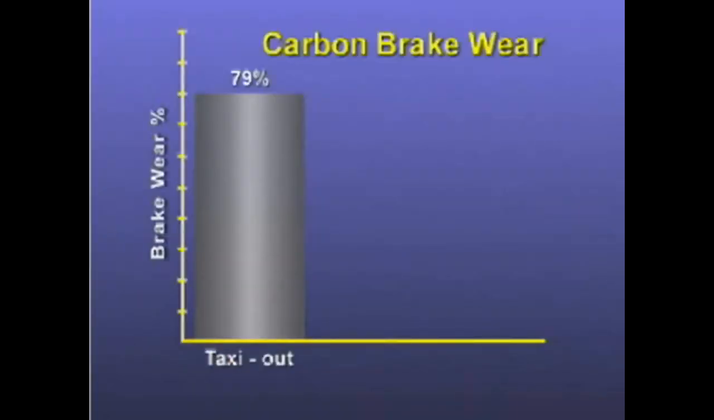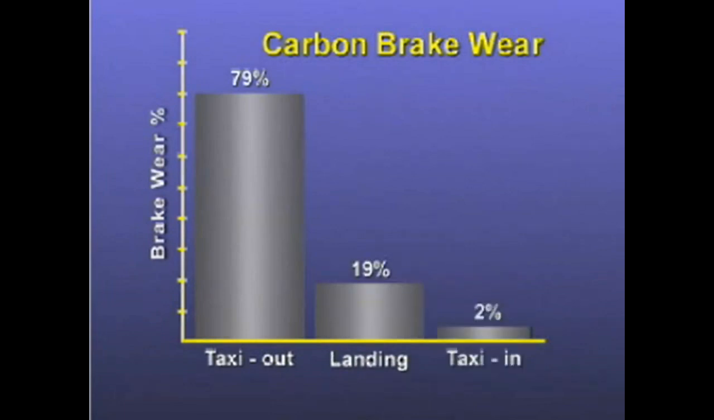79% of the total carbon brake wear occurs during the cold brake taxi out phase. The landing generates 19% of the total carbon brake wear. The taxi in or hot taxi generates an insignificant 2% of the total carbon brake wear. To better understand the wear rate in the taxi out sequence, ABS-C conducted several laboratory simulations.